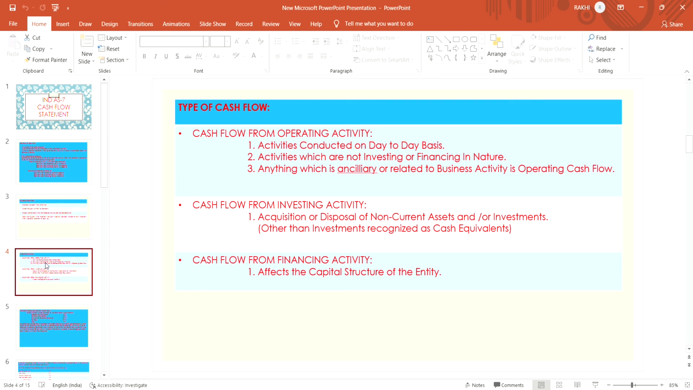Any dividend paid by the company is also a financing activity. If any bonds or preference shares are issued by the company, then it is also a financing activity. All these are financing activities which affect the capital structure of the entity.